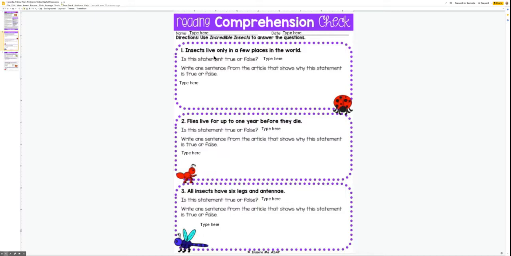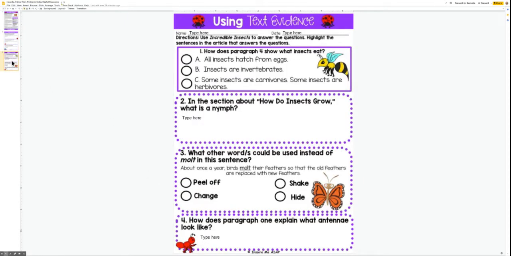Number 1 says, insects live only in a few places in the world. You're going to type right here, true or false, and then tell me a sentence from the article that helped you figure that out. Remember to use complete sentences. Number 2, flies live for up to 1 year before they die. True or false? Tell me how you know this. Number 3, all insects have 6 legs and antennas. True or false? Tell me how you know this. Pretty simple. The last one says use incredible insects to answer the questions. Highlight the sentences in the article that answer the questions.